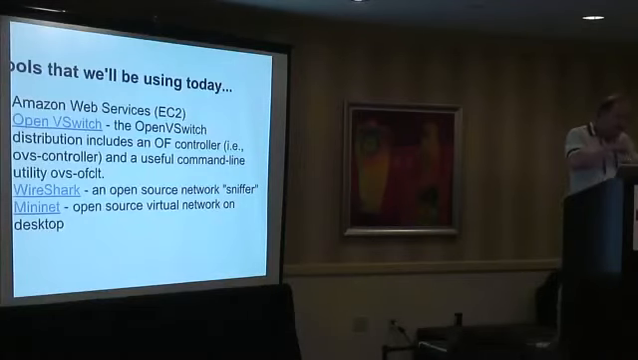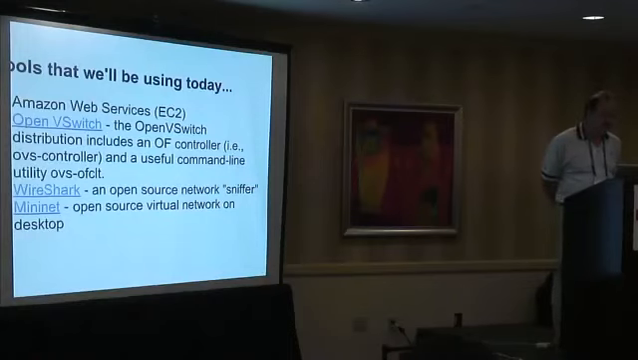Another tool that we're going to be using is something called OpenVSwitch. OpenVSwitch is one of the items on the Amazon machine image that we'll be using today. Among other things, it can act as an OpenFlow switch, and it also comes with some utilities that are good at debugging OpenFlow switches, and it also has a component that can act as an OpenFlow controller.